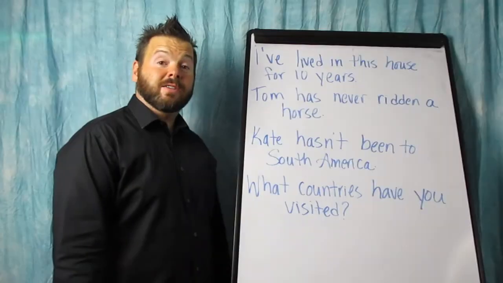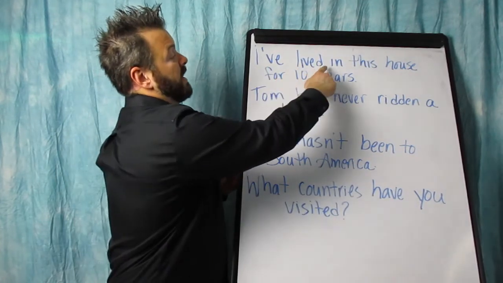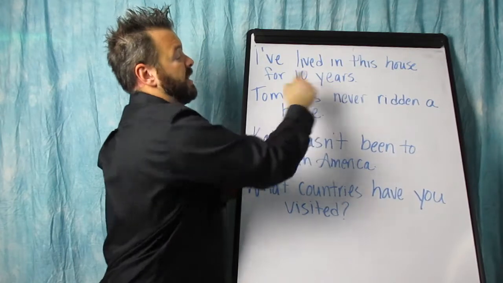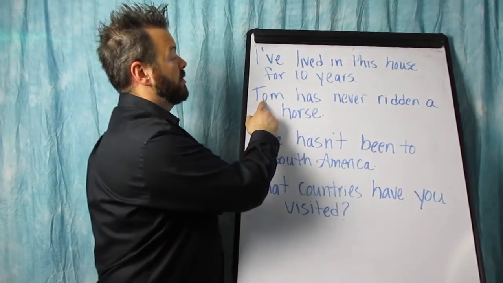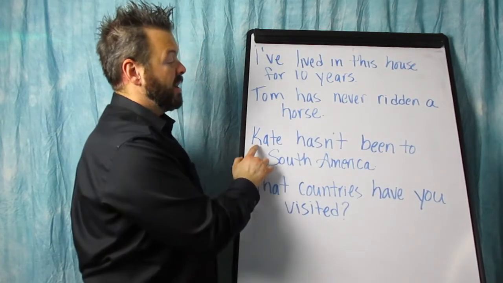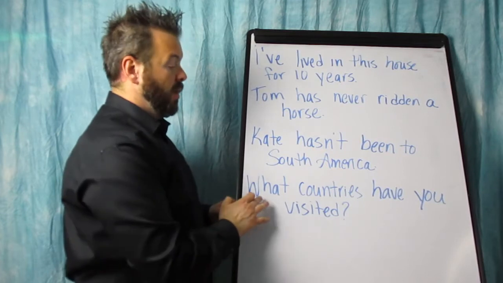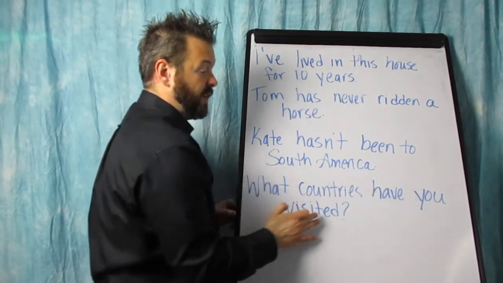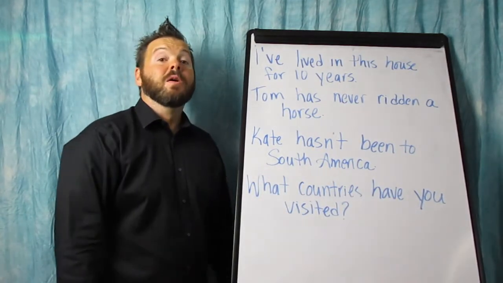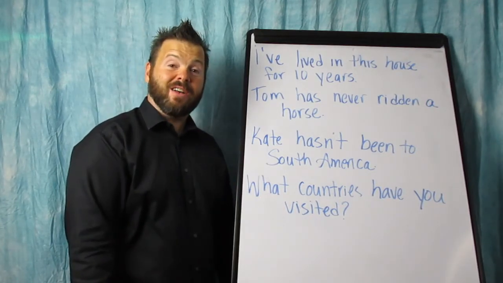Okay, here are some examples in sentence form. I've lived in this house for 10 years. Tom has never ridden a horse. Kate hasn't been to South America. What countries have you visited? Pause the video here, write everything down, and read it to yourself.